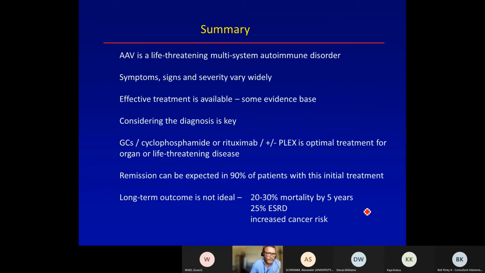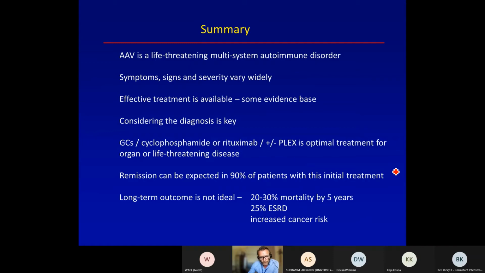So just about done. To summarize, ANCA-associated vasculitis is life-threatening and multi-system. The symptoms, signs and severity will vary enormously. Effective treatment is available, and we do have some evidence base for it, but that evidence base is a little bit hard to interpret, unfortunately, at the moment. The most important thing in looking after such patients is making the diagnosis in the first case. So always consider it in patients with unusual lung disease or acute kidney injury.